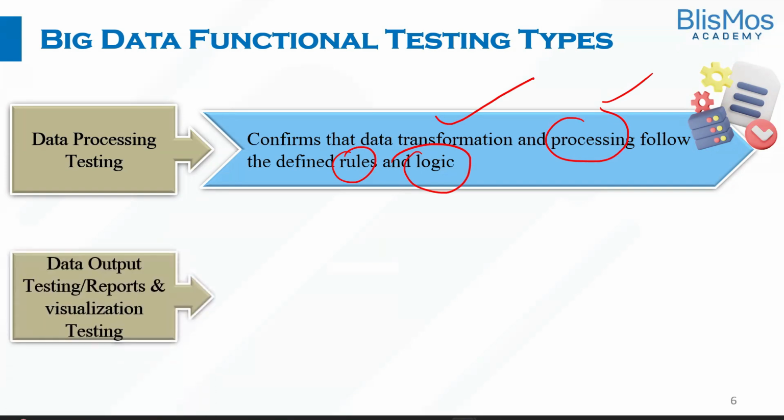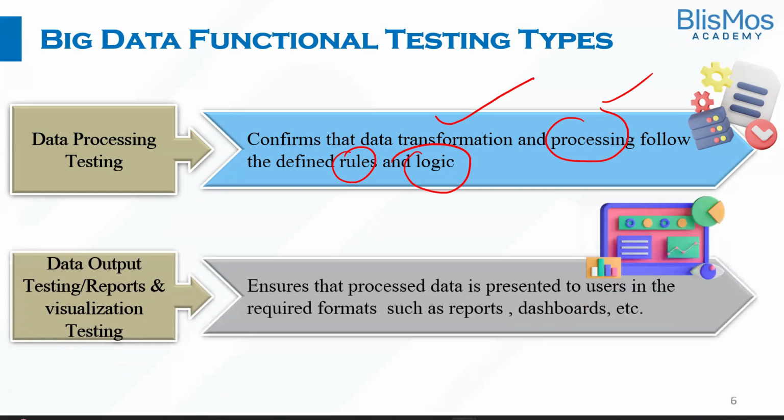What exactly do we do in data output testing? Once the data is processed, that data needs to be visualized in nice charts, bar graphs, and all those things, right? So as a part of the output testing, we ensure that the processed data is presented to the users in the required formats such as reports, dashboards, and many other things. Wonderful. We understood functional testing in big data. Thank you.